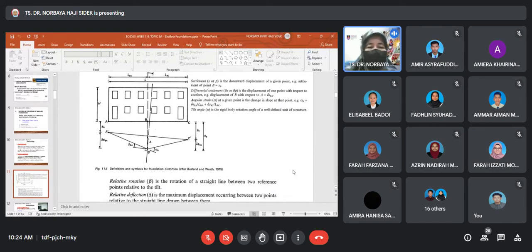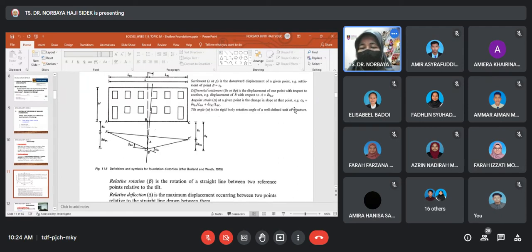Here you may see this point A', C', and B'. Here we have the settlement, S of P, which is the downward displacement of a given point. For example, settlement of the point B. This is the point B, right? Settlement of the point B. Differential settlement is the displacement of one point with respect to another, meaning the displacement of B with respect to A. So this is the meaning of differential settlement. And angular strain at the given point is the change in the slope at the point.